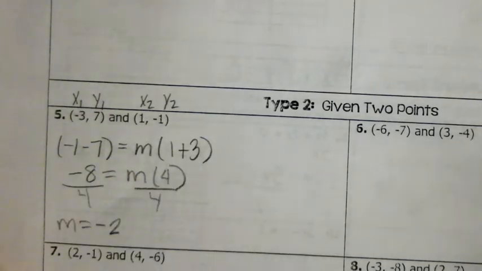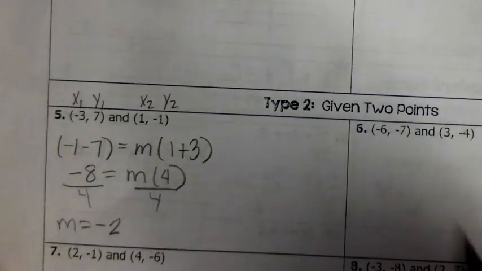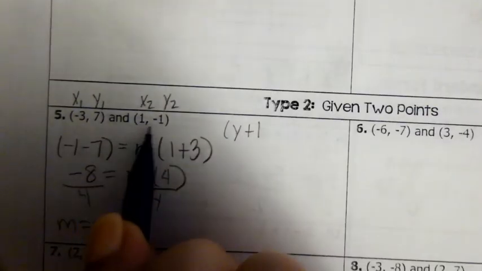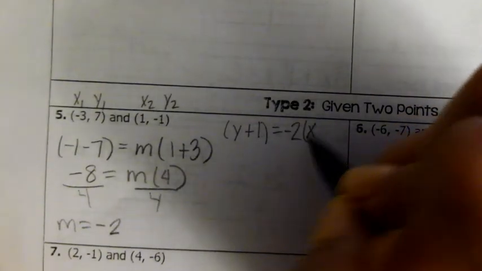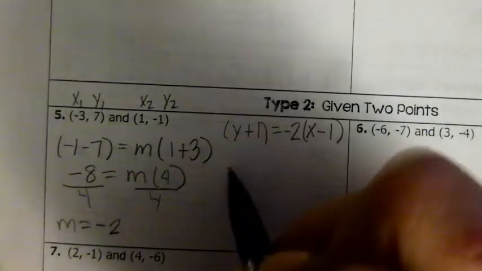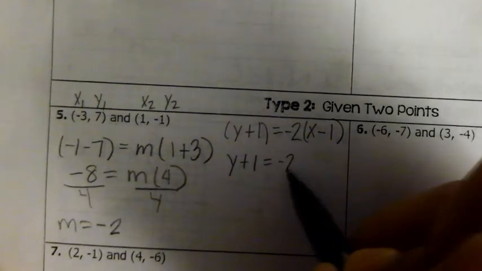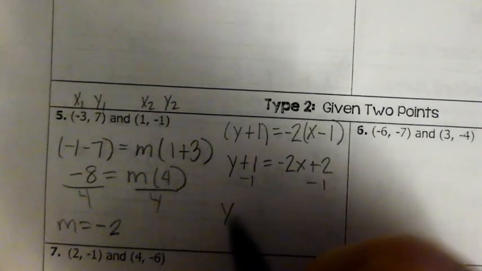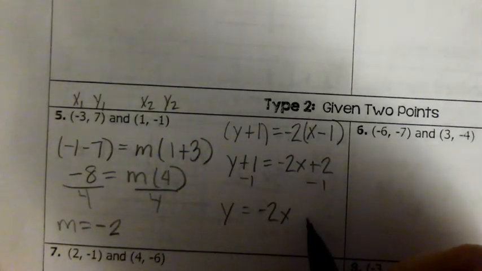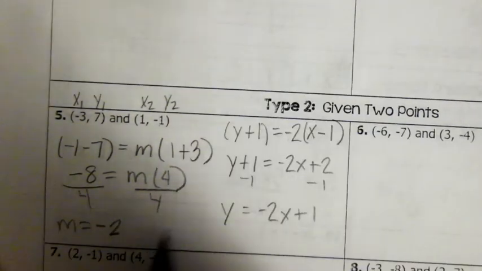All right, so we can't plug it into y equals mx plus b because we don't know what b is. So we have to plug it back into our point slope form, but we just use 1 point. So we have y plus 1, because it's y minus negative 1, is equal to negative 2 times x minus 1. So y plus 1 is equal to negative 2x plus 2. Subtract by 1. y is equal to negative 2x plus 1. And b is 1.